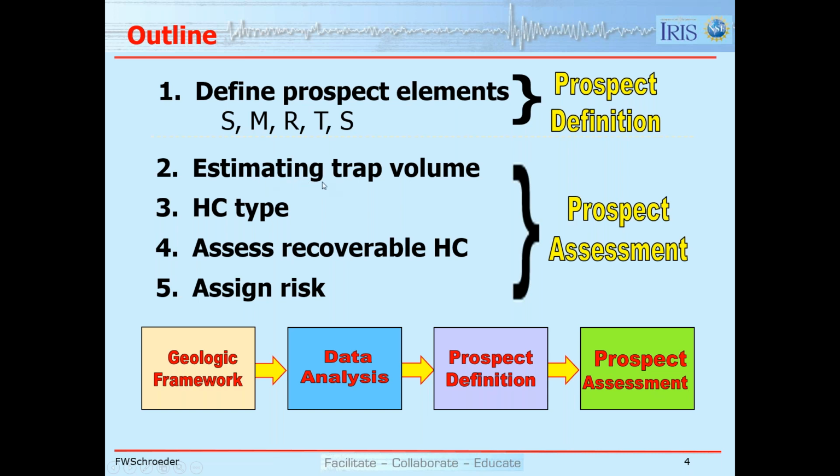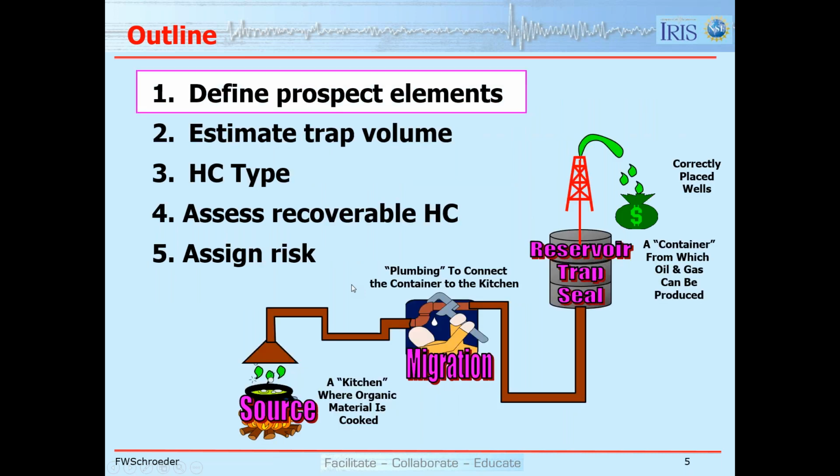How much volume does our potential trap hold? What type of hydrocarbon are we expecting, oil, gas, or both? Assess how much of that hydrocarbon we can recover up at the surface and therefore sell, and then assign a risk to the prospect. What's the chance that it's going to all work out?